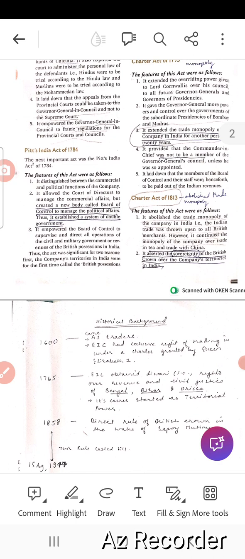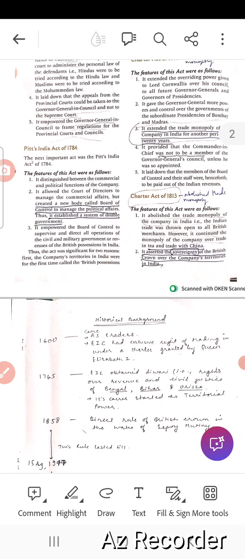What is double government? You must be knowing that double government is a system of government where the functions of the company have been distinguished between the two, that is the commercial functions and the political functions. Commercial functions were looked after by the court of directors, and the political functions were looked after by the board of control, that was the newly created body.